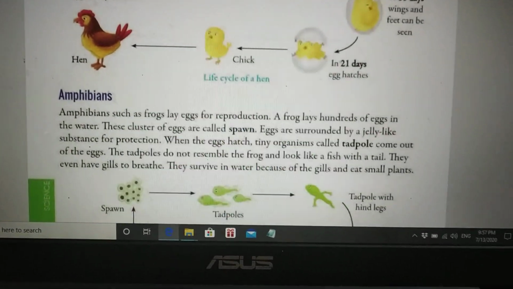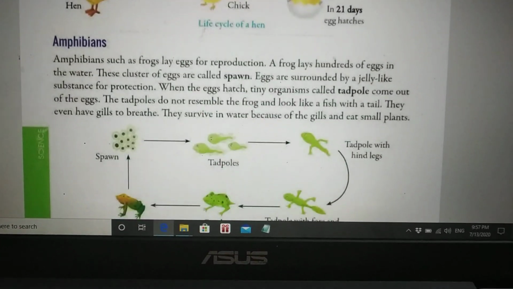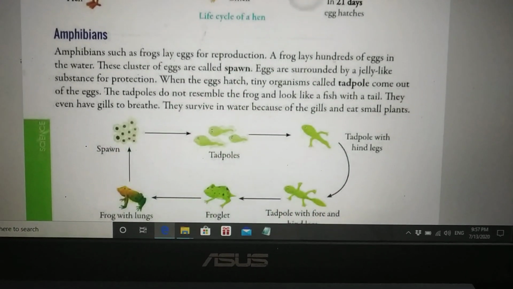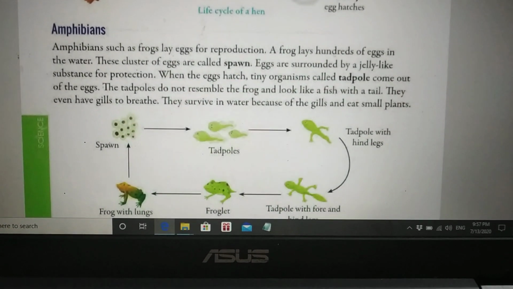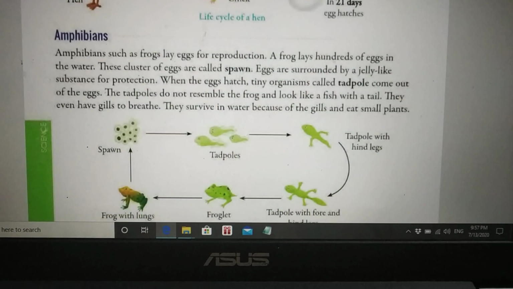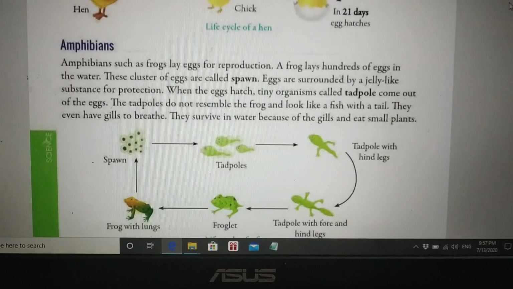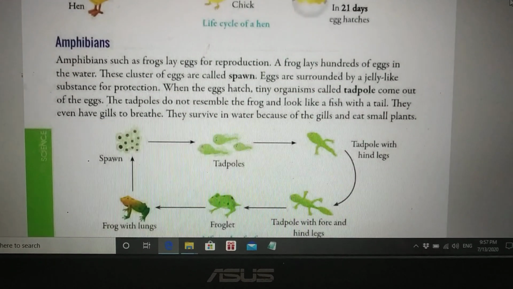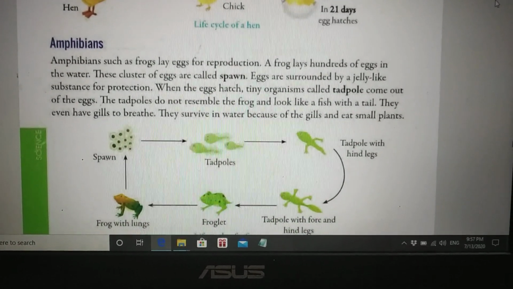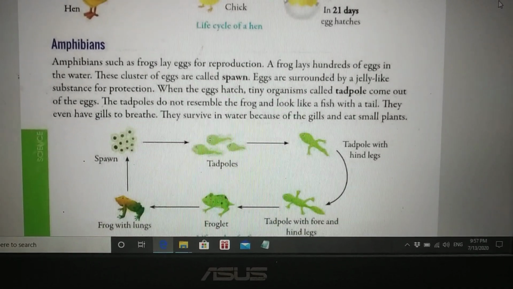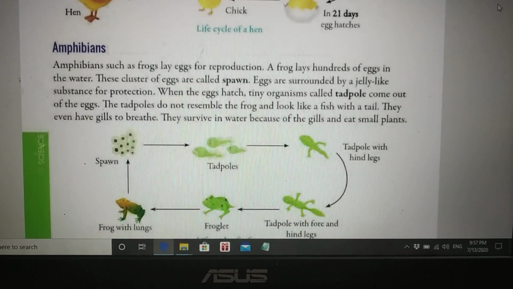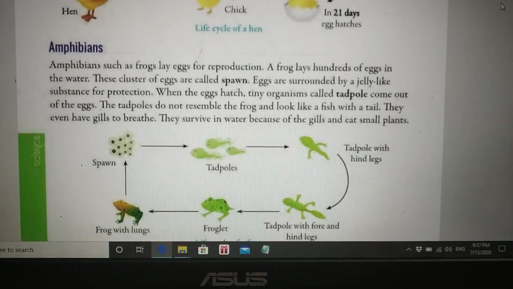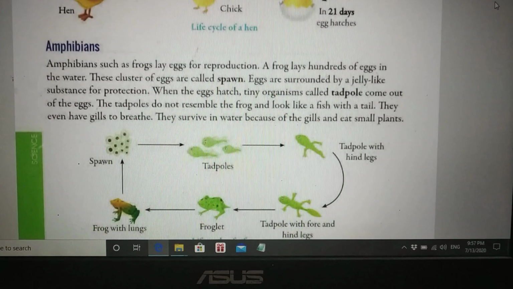Next we'll study about the amphibians. Amphibians such as frogs lay eggs for reproduction. The frog lays hundreds of eggs in the water, and this cluster, one together of eggs, is called spawn. These eggs are surrounded by a jelly-like substance which protects them from predators or from any prey.